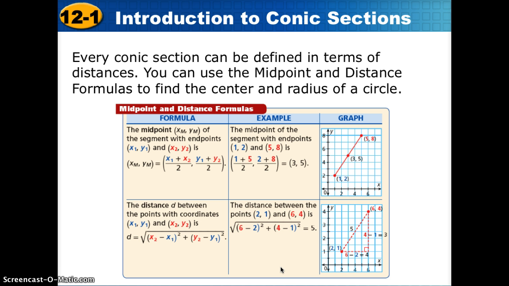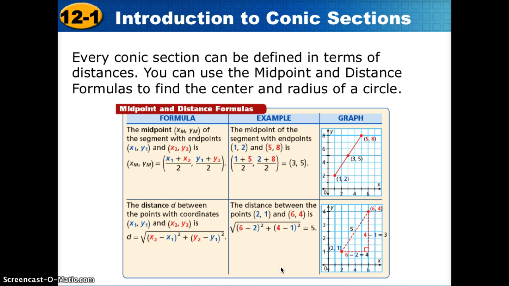As promised, we're going to review the midpoint and distance formulas. They're going to help us find the center and radius of a circle. So remember that with the midpoint formula, we find the average of the x's and the average of the y's, and the midpoint is those two averages as an xy pair.